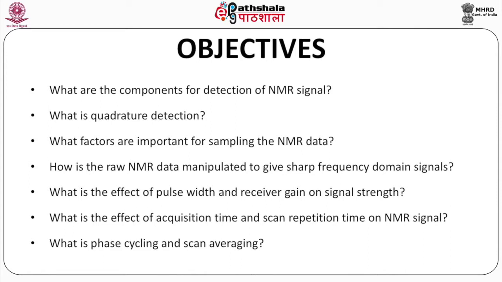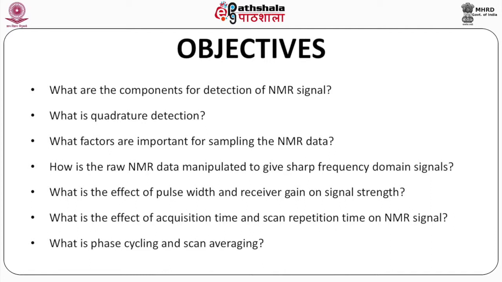The objectives are to present to you what are the components for detection of NMR signal. In the previous module, we have seen how we irradiate the sample, and now we will see how we detect the NMR signal. What is quadrature detection? We will try to understand it mathematically as well as in terms of the setup. What factors are important for sampling the NMR data?